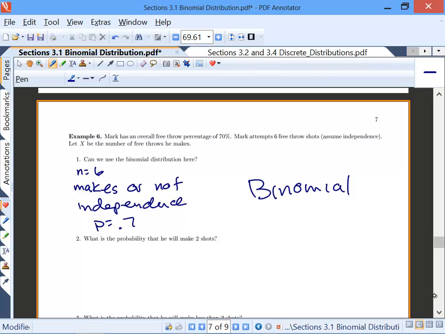So, what is the probability that he'll make 2 shots? Okay, so tell me what to write. So 6 choose 2, times 0.7 squared, times 1 minus 0.7, which is 0.3. Okay?